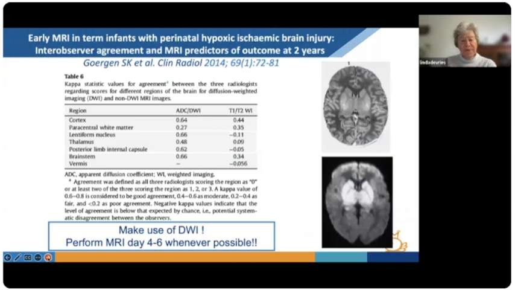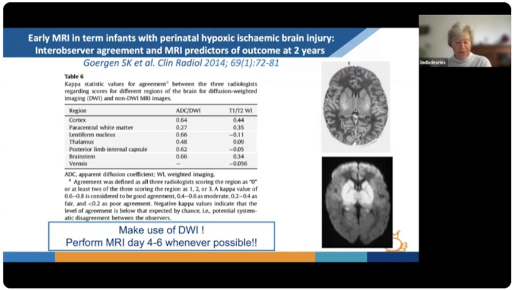A nice paper from Australia, more than 10 years ago now, where there were 3 radiologists and they were scoring the MRIs with or without diffusion-weighted imaging. And we see that the kappa between the 3 radiologists is a lot better, still not very, very good, but still a lot better when diffusion-weighted imaging was available.